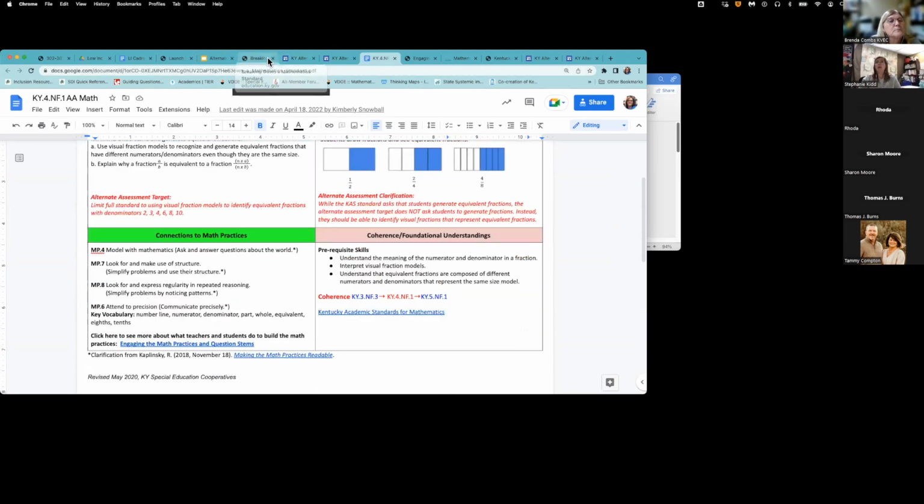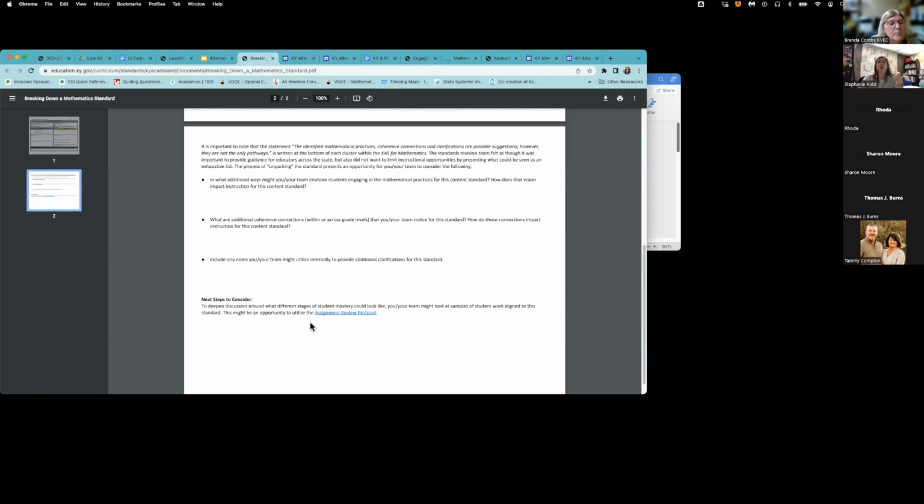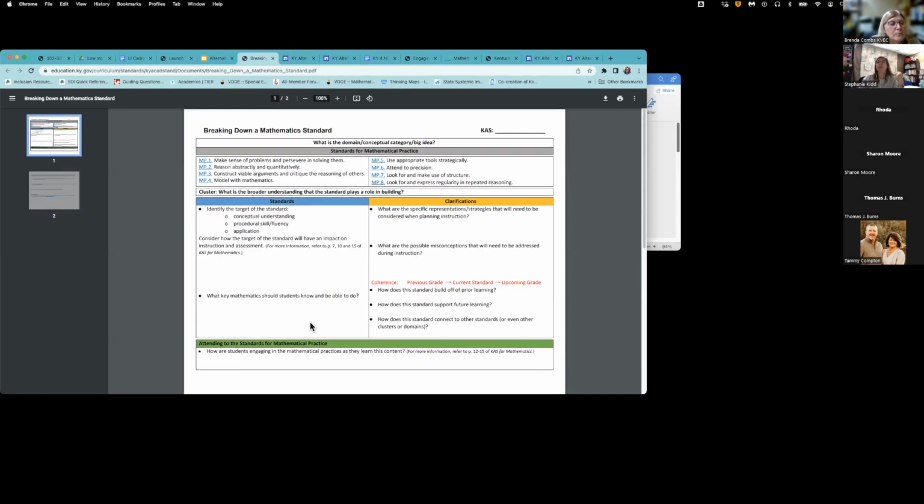But keep in mind, when we're breaking down a standard, sometimes it's more for my own use, to really understand that standard. And I always look at what vocabulary I'm going to need to be teaching for my student. So what vocabulary may they need? I love worked examples.